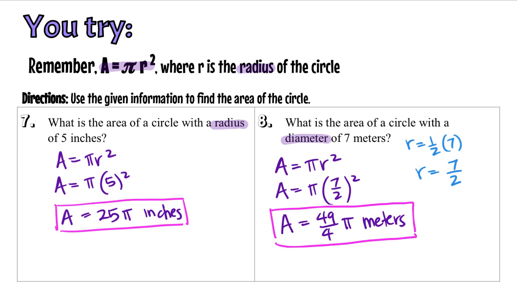In number 8, we were given a diameter that was not even, which makes it a little more difficult to divide in 2 to find the radius. I find it easiest to work with fractions, so I wrote it as a fraction, 7 halves. Our radius of 7 halves needs to be squared, which gives us 49 over 4. So we have 49 over 4 times pi meters.